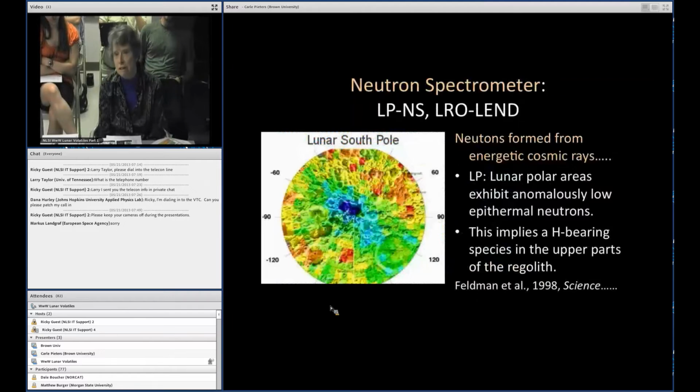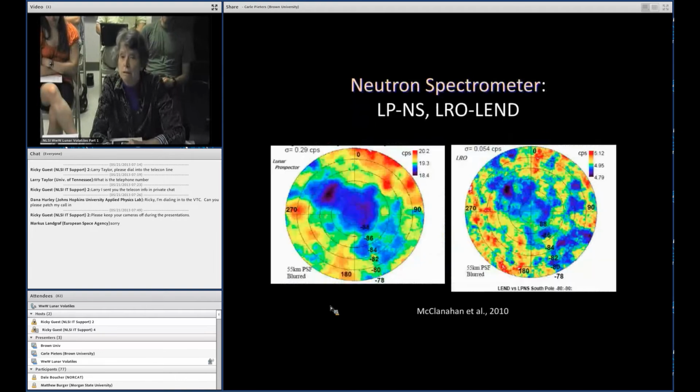This measurement was very clear: using the neutron spectrometer on Lunar Prospector, both poles detected a hydrogen-bearing species somewhere in the upper parts of the regolith. And that started a whole host of discussions and the subsequent instruments that we now benefit from having information on.